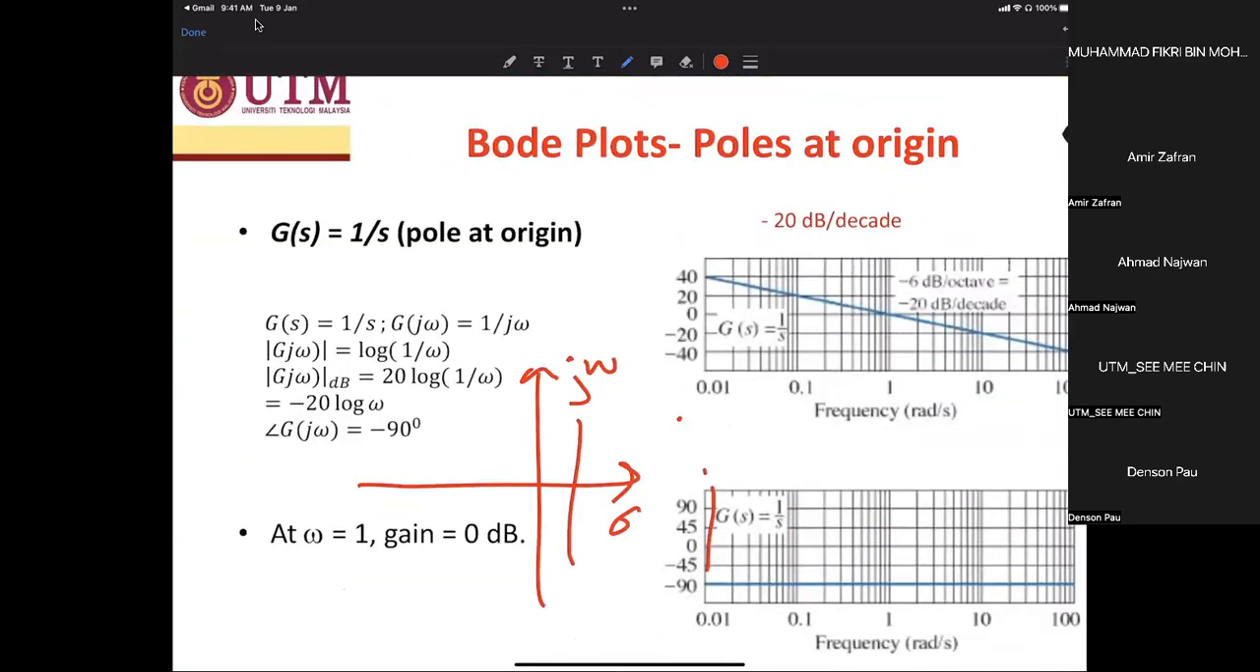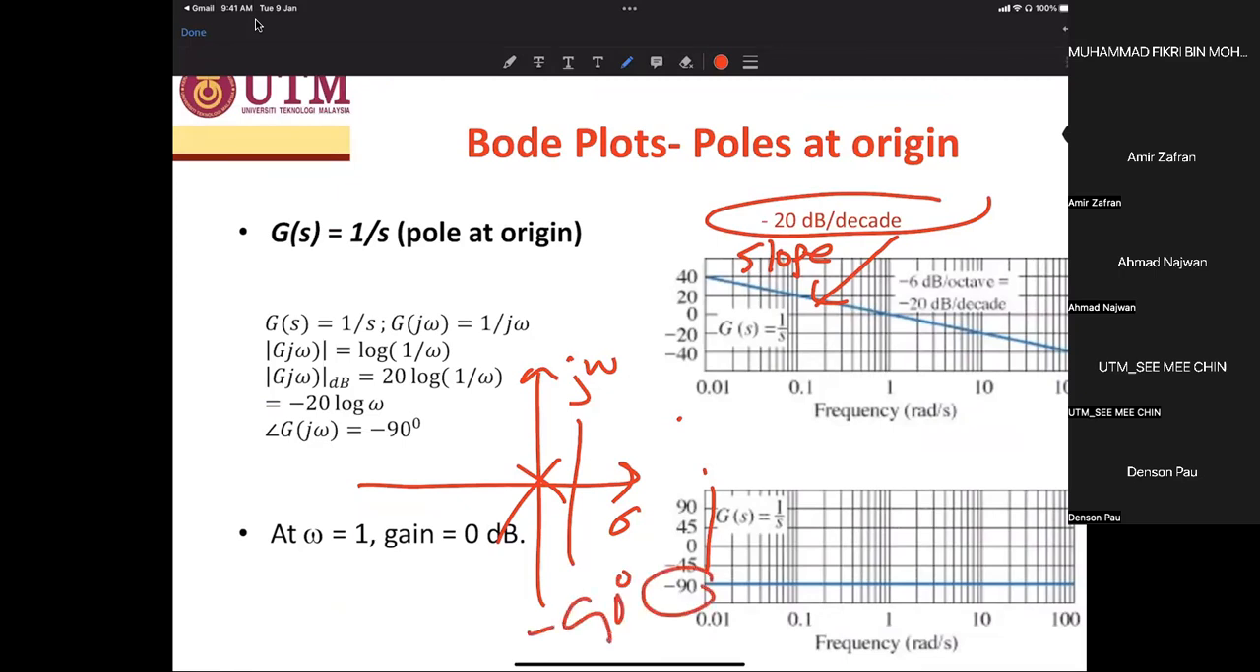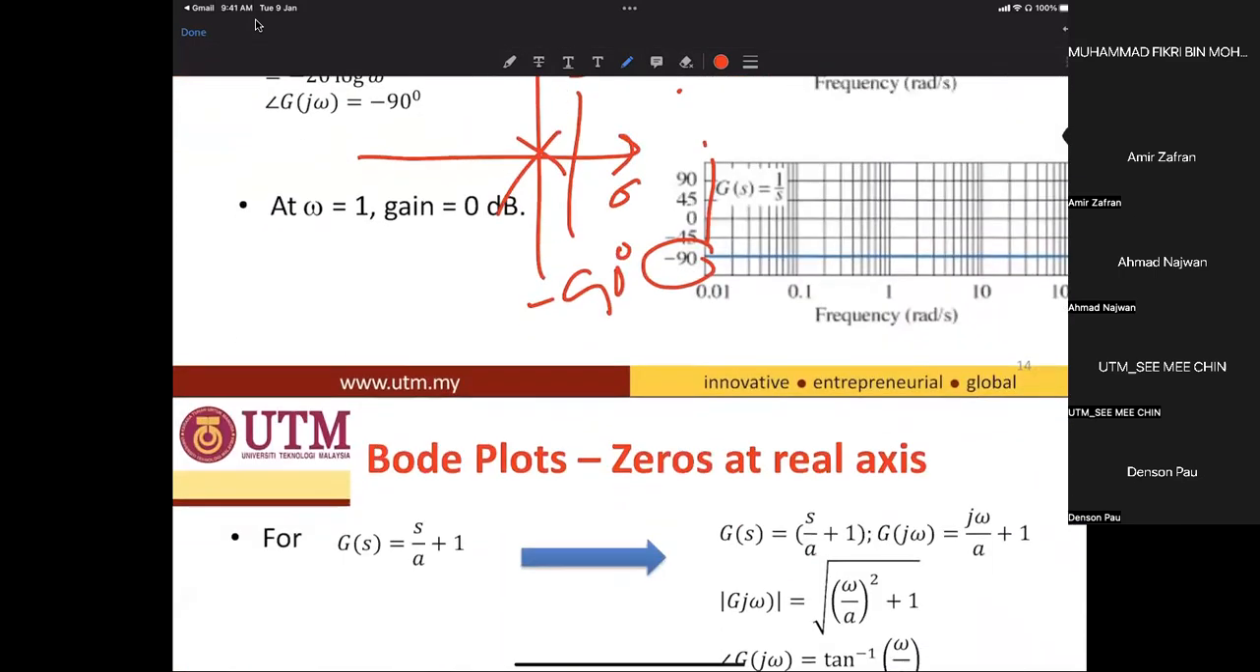And for 1 over s, which is poles at the origin, it will give you a straight line with a slope of minus 20 decibel per decade, and the phase is minus 90 degrees, a horizontal line.